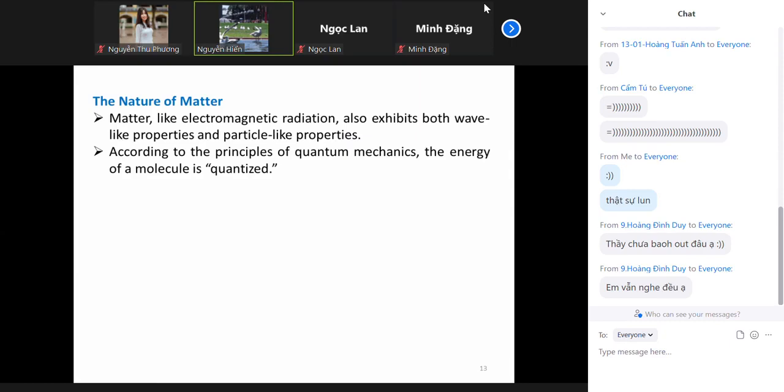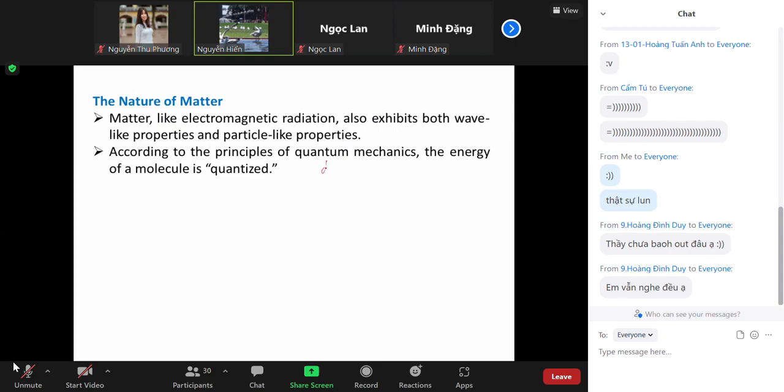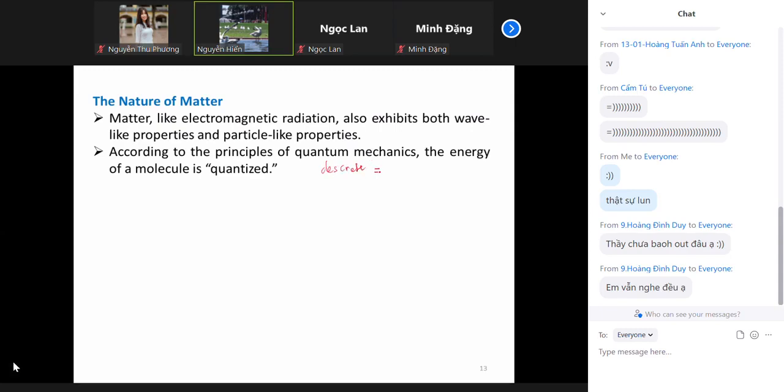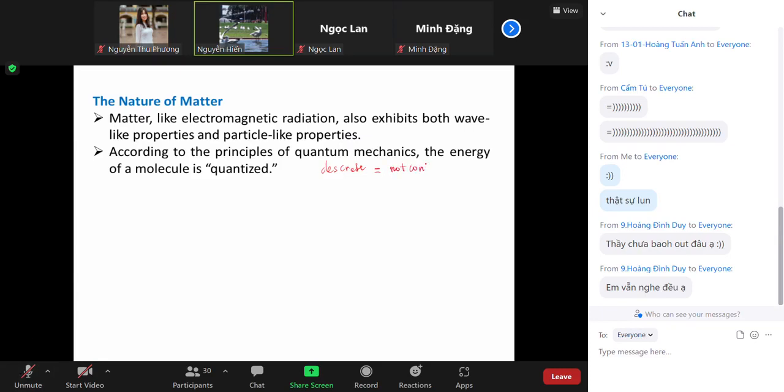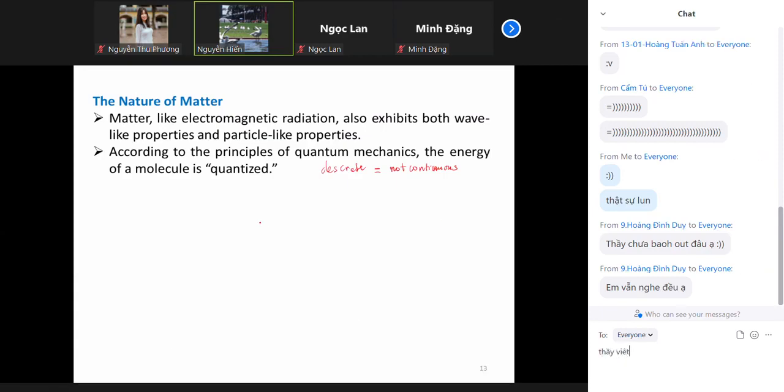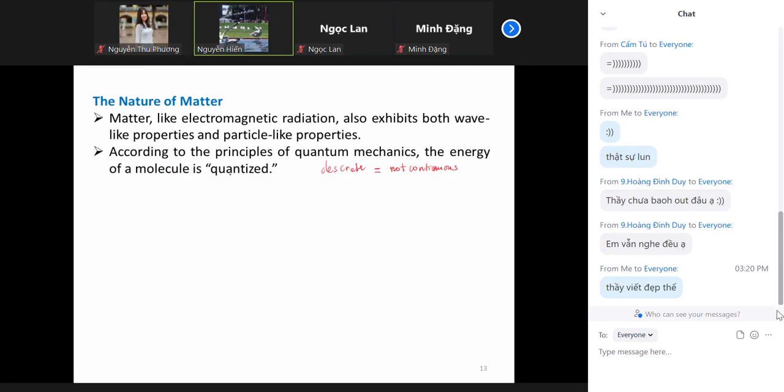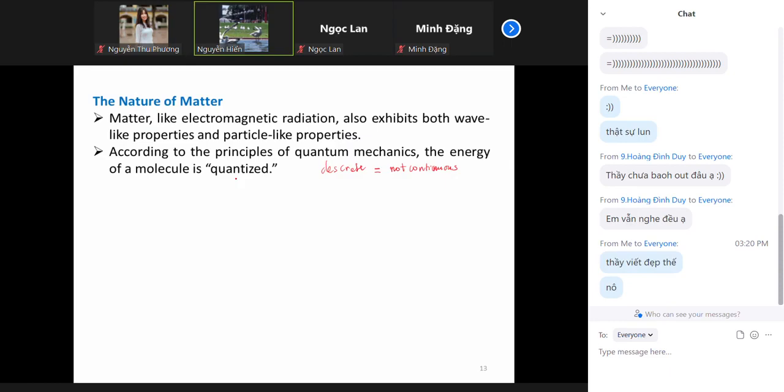Discrete, yeah. I think I should write the word on the screen. So discrete means, I think you know the word, not continuous. So it means that the energy levels of a molecule are not continuous. It is discrete, or we say quantized. I think it has some relation with the word quantum, but I don't know which one is the original one. Quantum or quantile, I don't know.